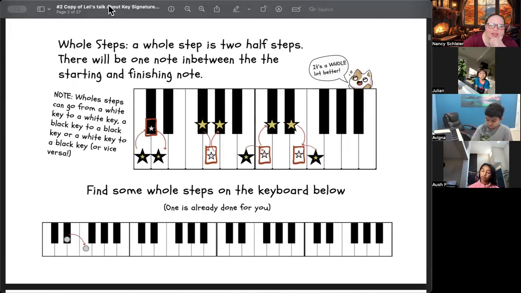Now, whole steps can be from a white key to a white key, as we see right here, a black key to a black key, or a black key to a white key to a black key, or a black key to a white key. So just because something goes from a white key to a black key does not mean it's a half step, and it doesn't mean it is a whole step. You just have to count it.